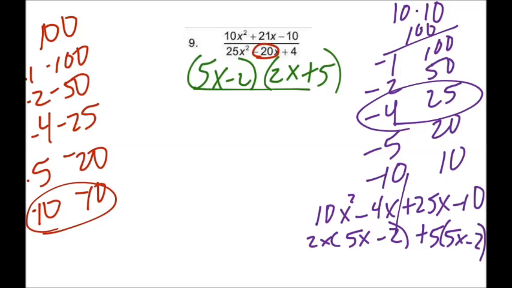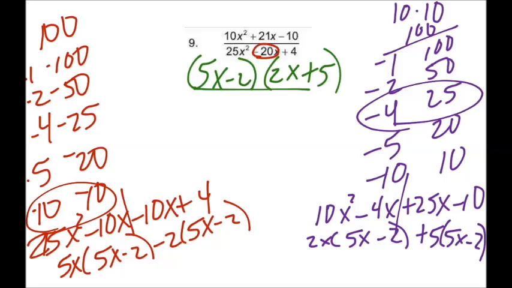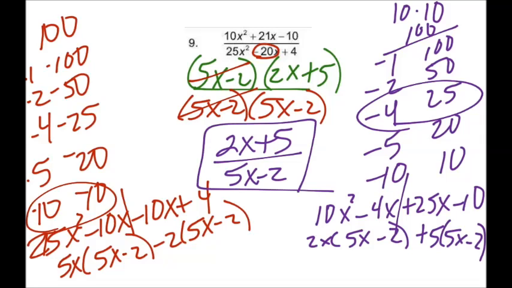So it's going to be 25x squared minus 10x plus 4. Cut it in half, pull out a 5x, and it leaves you 5x minus 2. Minus, pull out a 2, leaves you 5x minus 2. So you have 5x minus 2 and 5x minus 2 on this one. 5x minus 2 can cancel, so your answer ends up being 2x plus 5 over 5x minus 2.